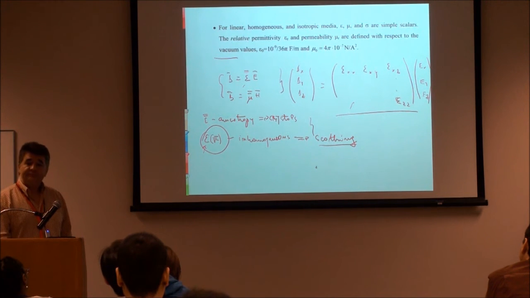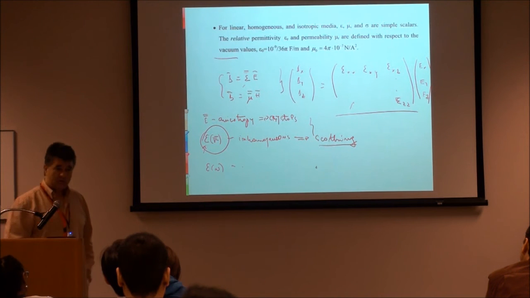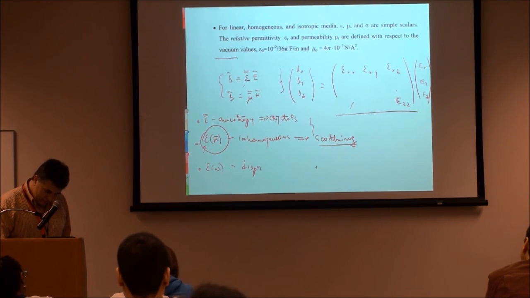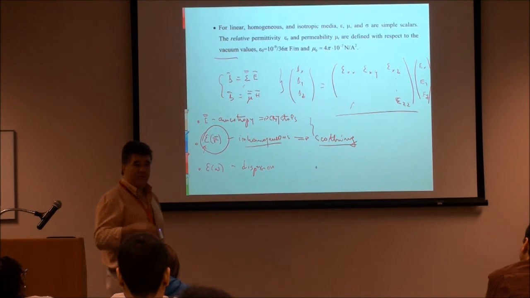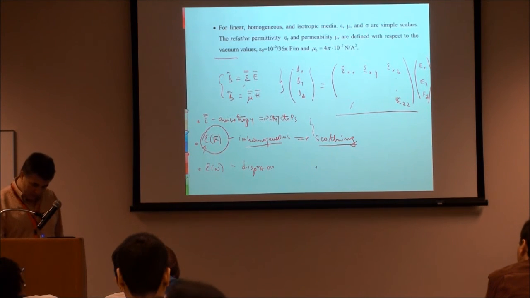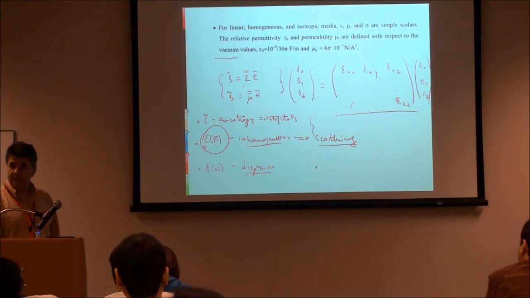What else can we have? How about epsilon of omega? What's that complication about? Dispersion, thank you. Some people call this inhomogeneous spatially dispersive media, which is okay. So you see it's the same thing. This is the distribution in the spatial domain. This is the distribution in the frequency domain. They mean the same thing. Dispersion.